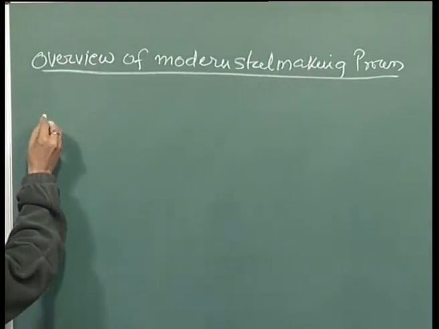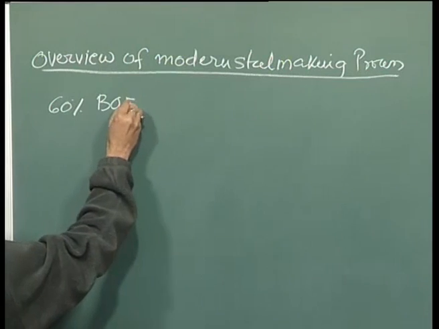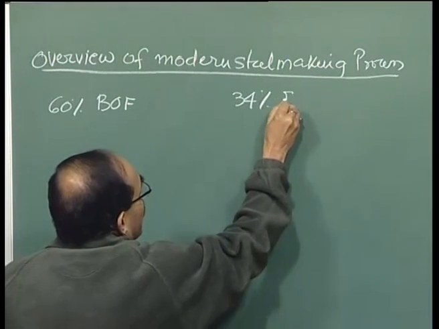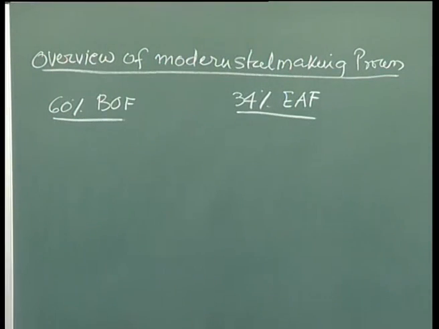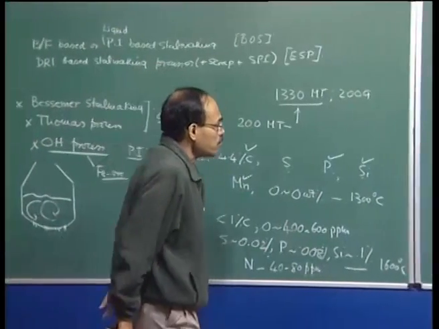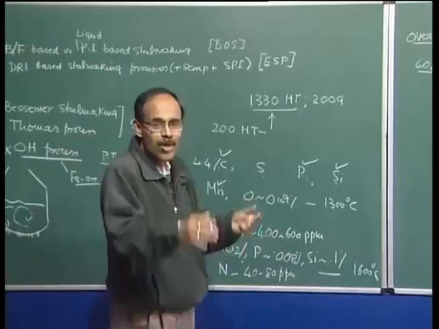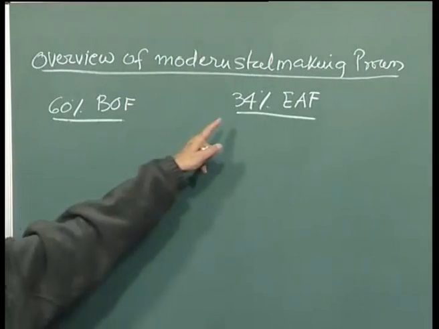As I have mentioned, today we have 60% of steel through the basic oxygen furnace and 34% through the electric arc furnace. I do not write basic arc furnace because steel making today is basic steel making, so you have a lime rich slag. The remaining 6% could be mini industries like induction furnaces, open hearth furnaces, and a few others, which fill in the gap and make it 100%.